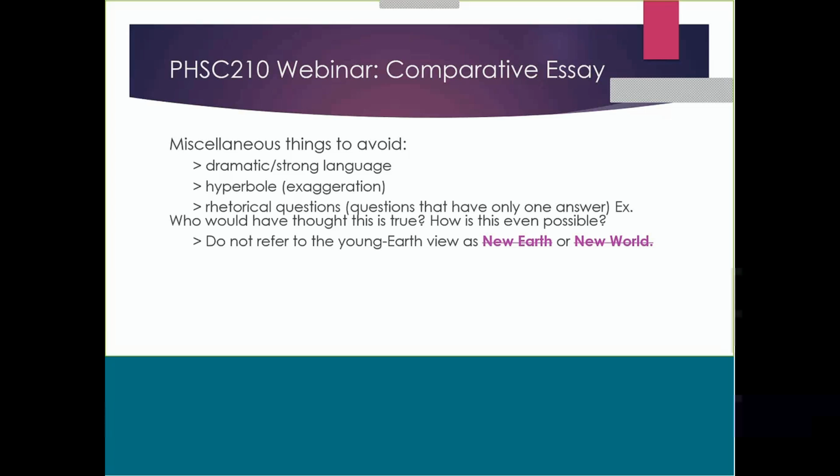And then finally, do not refer to the young Earth view as New Earth. This is so common that we get it confused. New Earth is something else. New Earth is written about in Revelation along with the new heaven. And then sometimes New World pops up as well. So make sure you use the terms that have been used in your textbook and in the course material all along, young Earth and old Earth views.